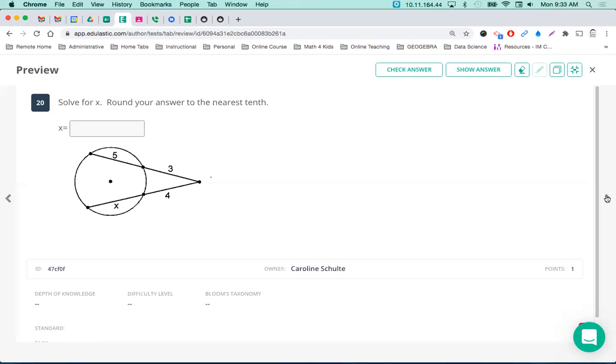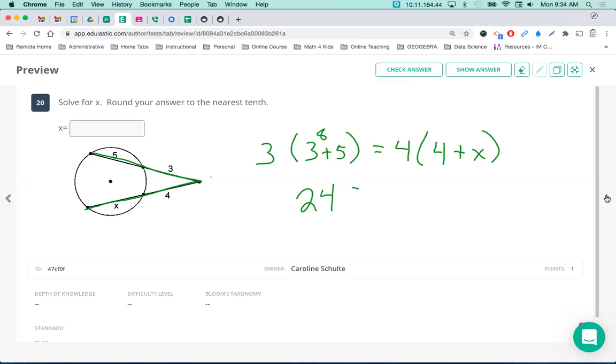So if I look at the top line, the outside is 3, and the whole is 3 plus 5. You look at the bottom line, the outside is 4, and the whole would be 4 plus x. 3 plus 5 is 8, and 3 times 8 is 24. If I distribute on the right side here, that's going to be 16 plus 4x.